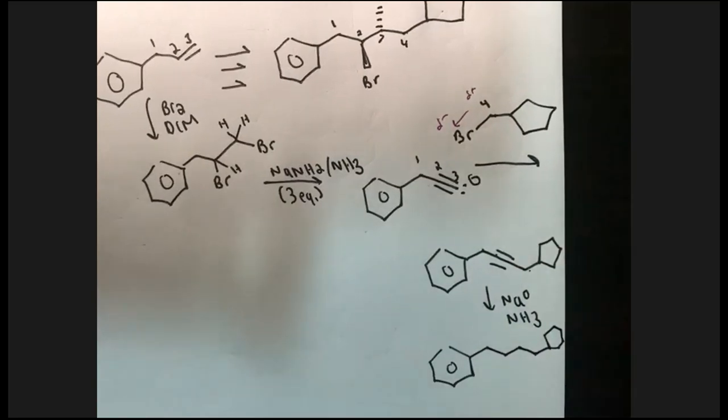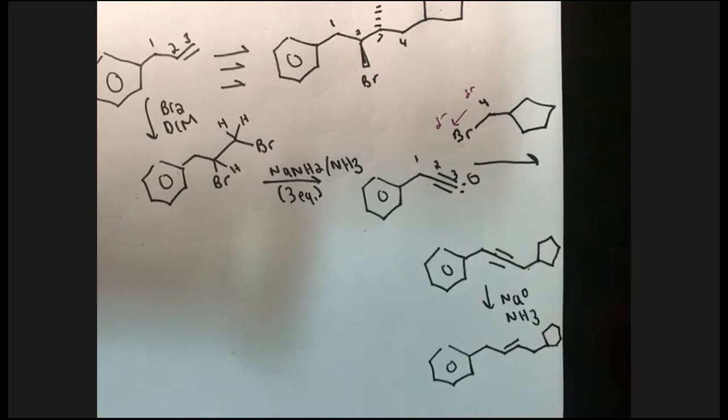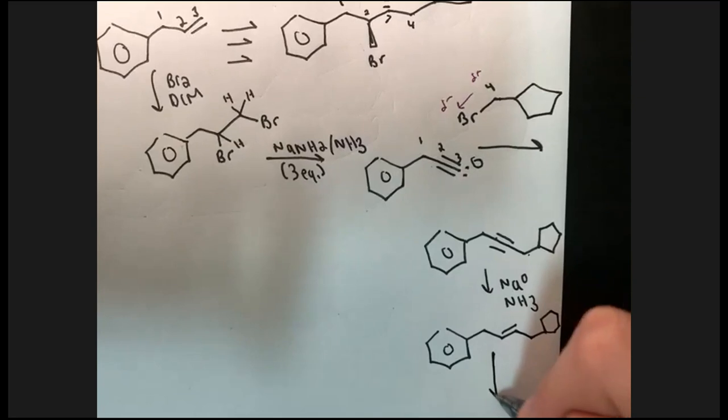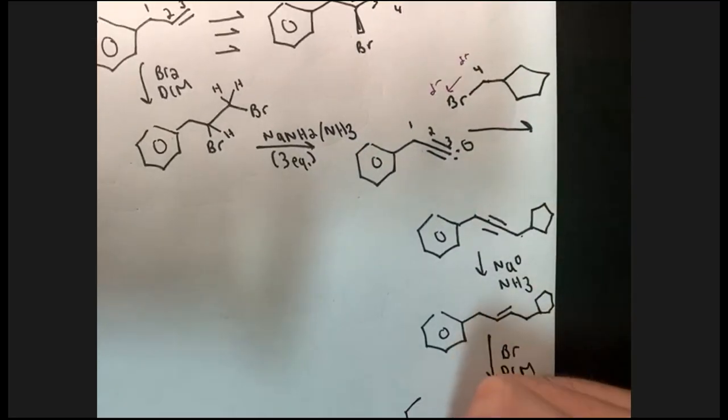Okay, so that's the cyclohexane ring. The alkene is going to be between 1, 2, and 3 there. So we're literally one step away. We add our bromine to brominate that in DCM, and then you're at your product.